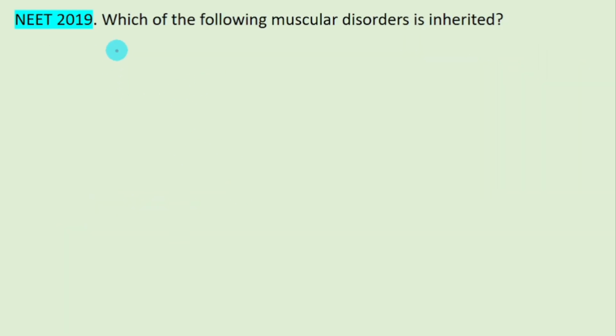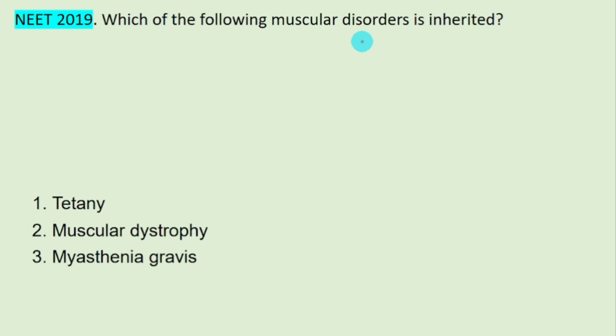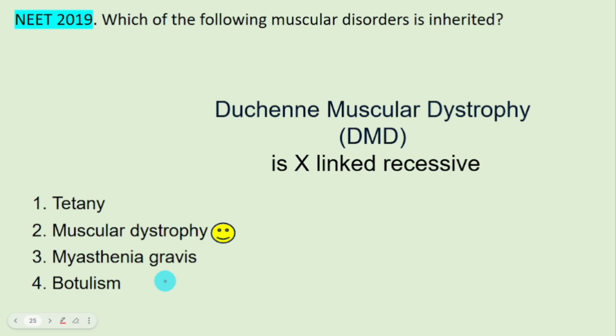Next question. Which of the following muscular disorder is inherited? So inherited muscular disorder, the classic example is Duchenne's muscular dystrophy. Option 2. So DMD is X-linked recessive. So again, more males are affected in this case. It is X-linked recessive.